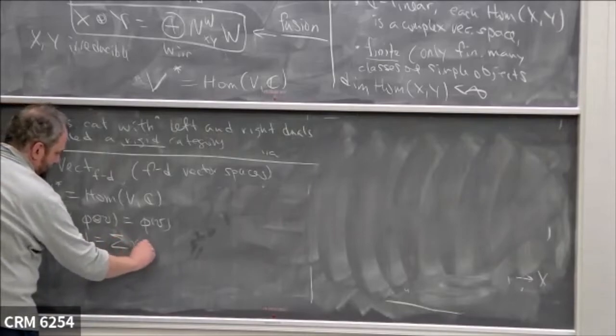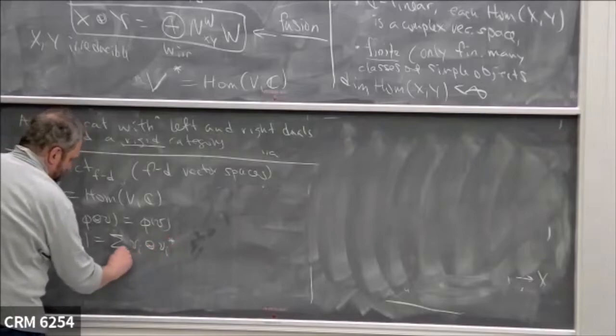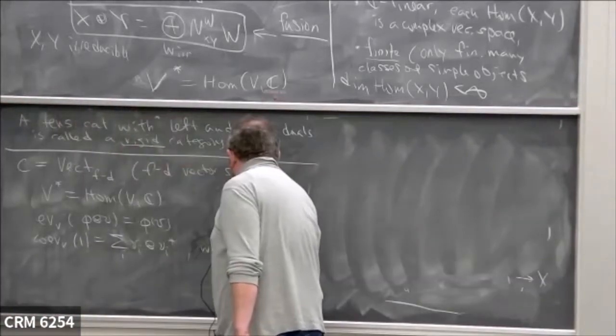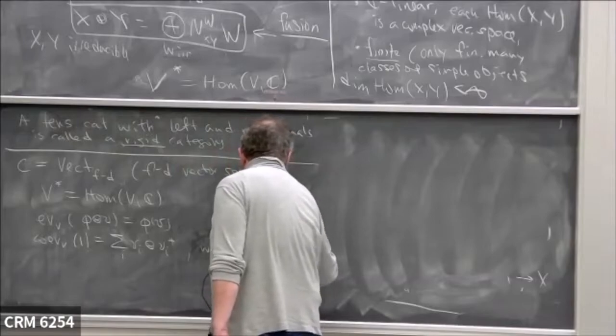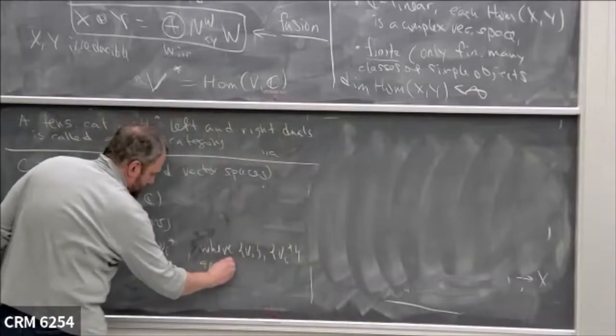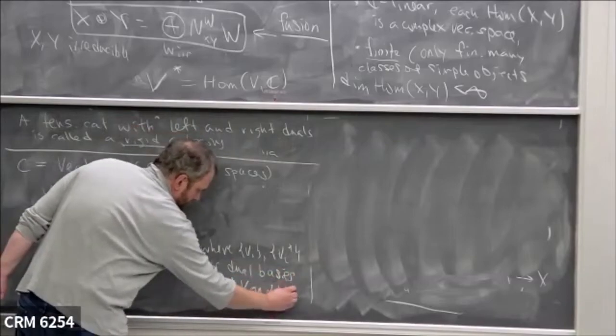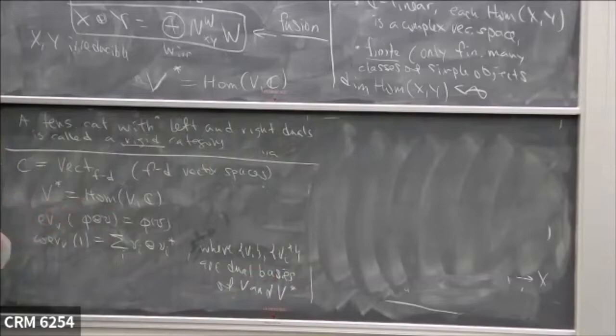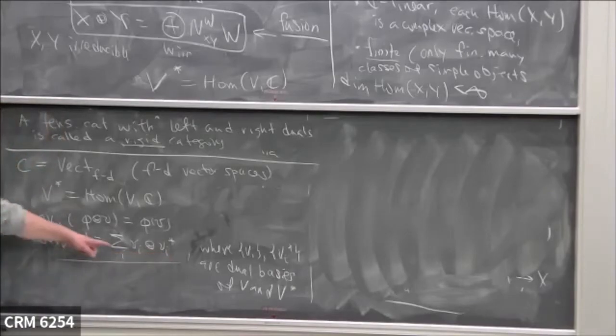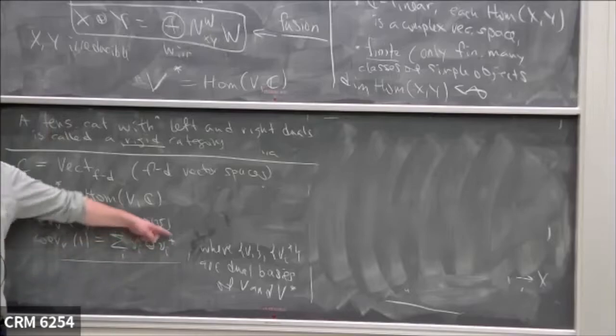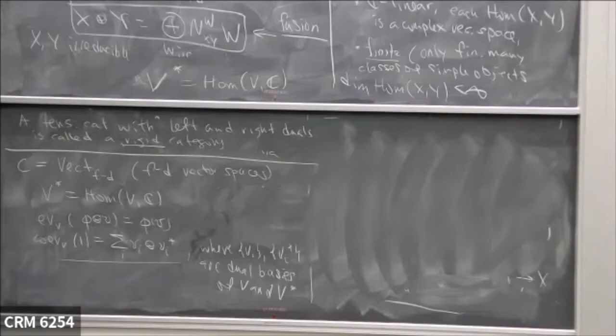Sum of Vi tensor Vi star, where Vi and Vi star are dual bases of V and V star respectively, so that when you evaluate one vector of one basis on another, you get one only if indices coincide and zero otherwise. Now this illustrates the importance of finiteness, the question that was asked to me before. We would not be able to do this if V was infinite. So the finiteness is important for the rigidity, and that's a strong property.